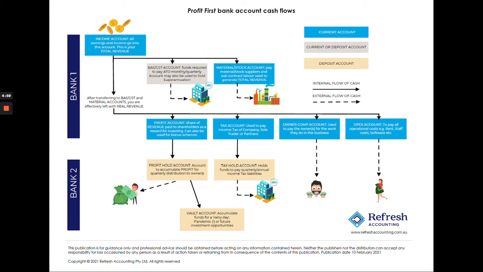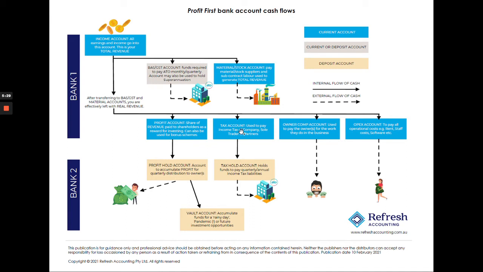You can see in the diagram that there are two profit accounts. The first in bank 1 and then the profit hold in bank 2. In my business, I use both accounts. Firstly, transferring to the profit account from my income account and then transferring the same amount to my profit hold account in bank 2. There are some businesses that prefer to miss out the profit account and transfer straight to the profit hold account. Choose whichever is best for you.